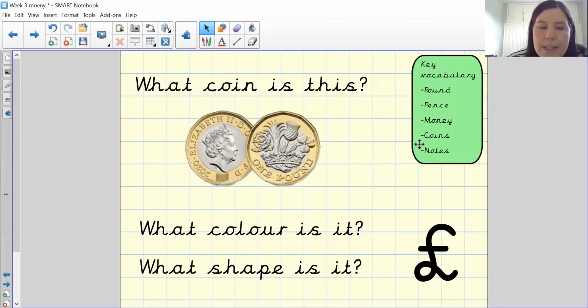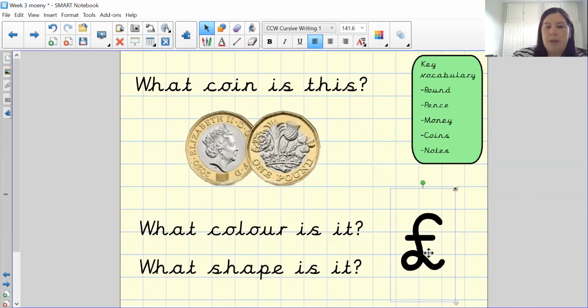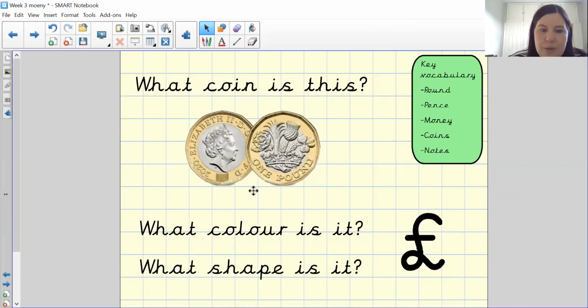So what coin is this? It is a £1 coin. And as you can see down here, this is the symbol of a pound. So can you draw your £1 and tell me the colour and the shape? Pause the video now, please.